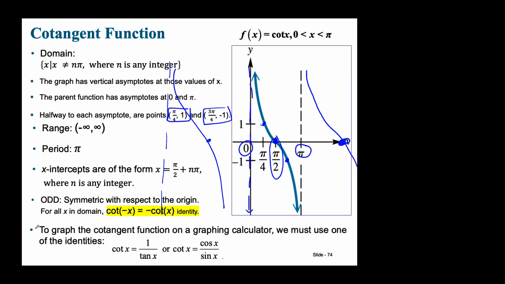To graph the cotangent function on a graphing calculator, we would need to use one of the identities. So cotangent x is equivalent to, using the reciprocal identity, 1 over tangent x, or cotangent x is equal to, using the quotient identity, cosine of x over sine of x. So heads up for that if you're using technology to check your graphs.